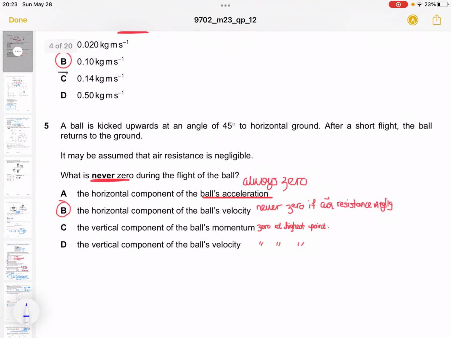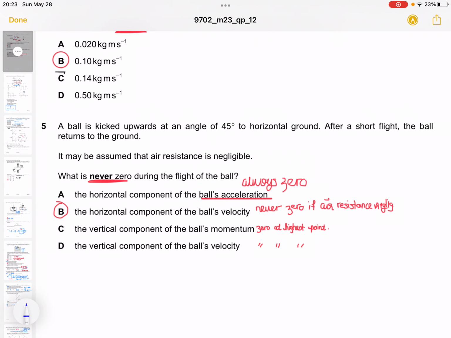Question number 5 says that during a projectile, which motion is never zero? The only answer is that the horizontal component of the ball's velocity would never be zero. The rest would be zero. A, acceleration: horizontal acceleration is always zero because no force is acting. The vertical component of the ball's momentum is zero at the highest point, and so is the ball's velocity.